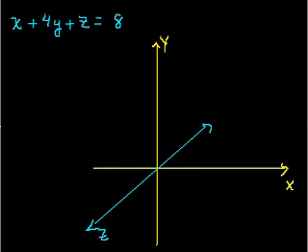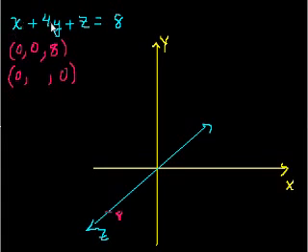Well, let's do the z-intercept first. The z-intercept is when x is equal to 0 and y is equal to 0. What is z? So if this is 0, this is 0, z is equal to 8. So that's this point right here. Z is equal to 8. Now what is the y-intercept? That's when x is 0 and z is 0. So if this is 0, this is 0, what's y? 4y is equal to 8, so y would be equal to 2. That would be right here. That's 0, 2, 0.